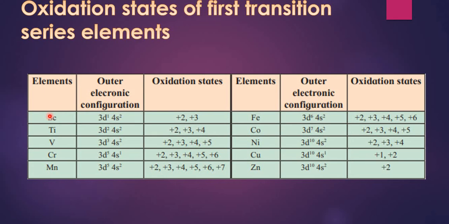From scandium to manganese, this is the electronic configuration. On the basis of electrons present in 3d and 4s, elements show various oxidation states in the first transition series, or the 3d series. Scandium shows +2 and +3. Why? Because the three electrons are present in the outermost and penultimate shell.